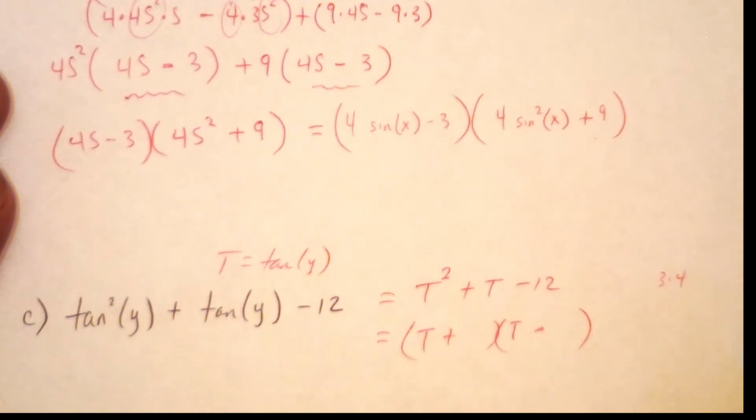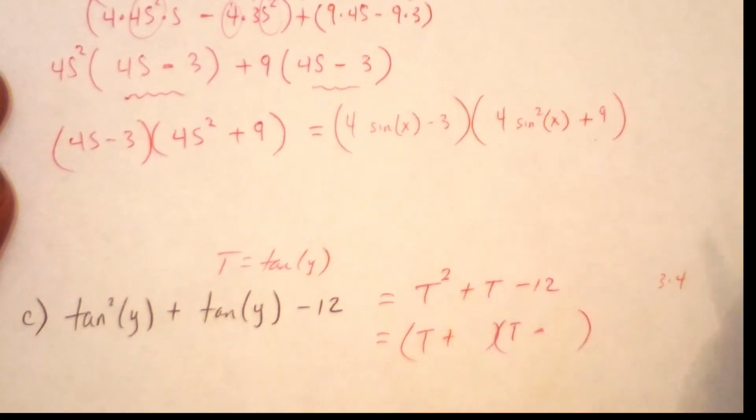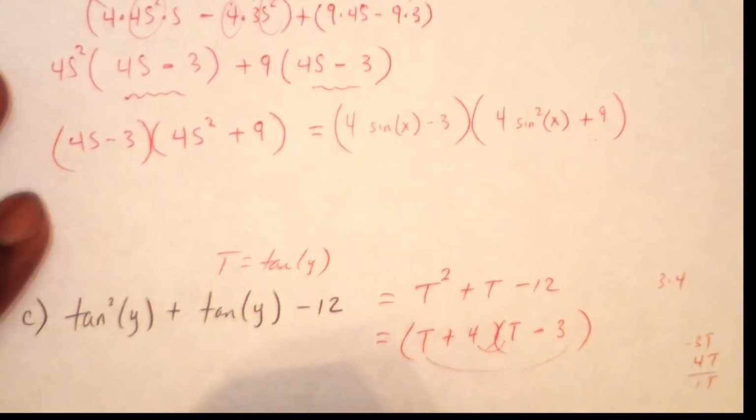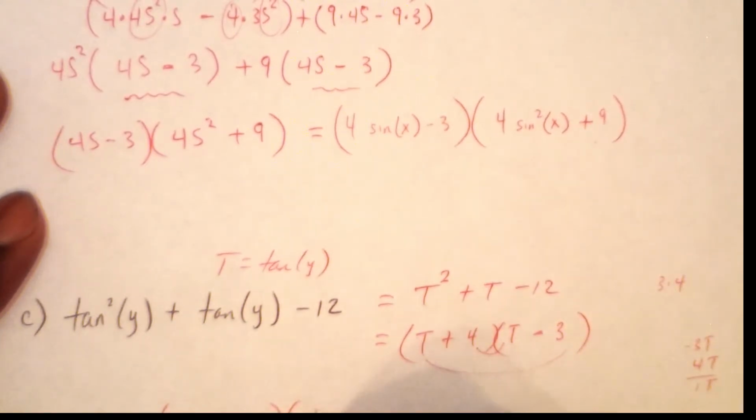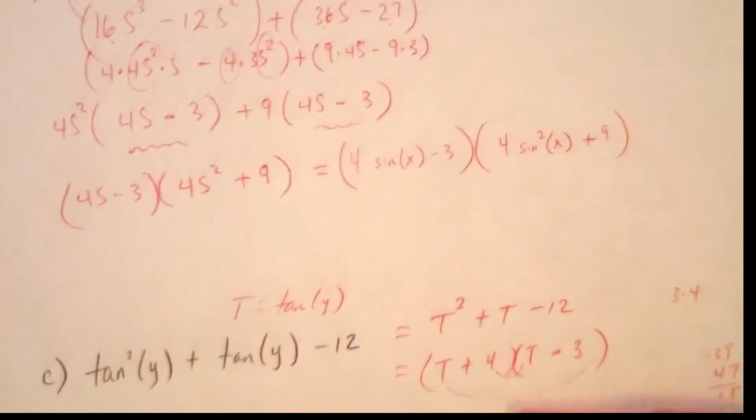Of course, 3 times 4 fits that. And since we need the 1 to be positive here, we're going to put a 4 there and the 3 there. And if we multiply that out, we'll see that minus 3t plus 4t gives us a positive 1t, which is what we need. So therefore, if we write this out, this will now be tangent of y plus 4 times tangent of y minus 3. And so we'll move on to the next examples.